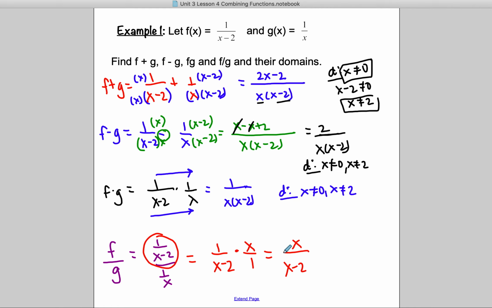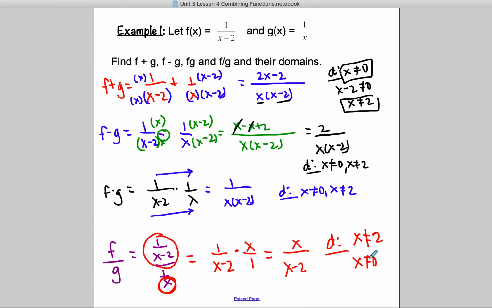Okay. And then in this case, your domain, x for sure you guys can see can't be 2. However, do you see how this was in a denominator at some point? Just that plain x. So what other number can x not be? X still cannot be 0.